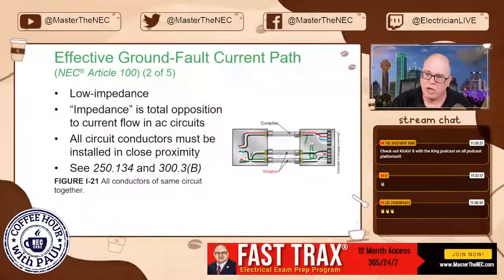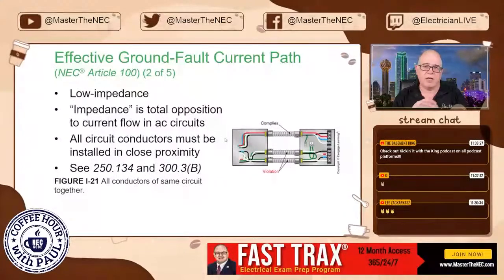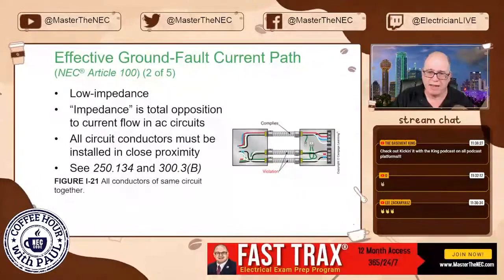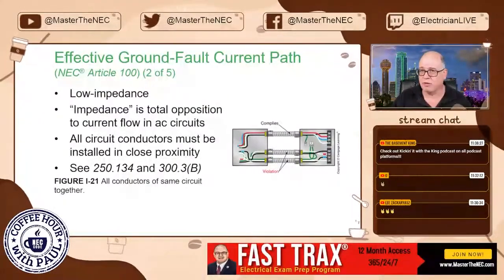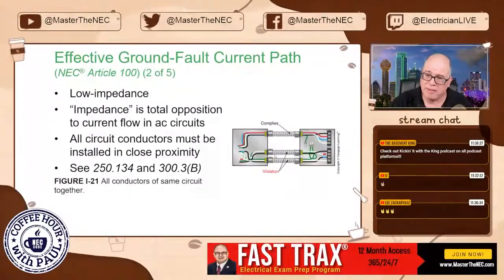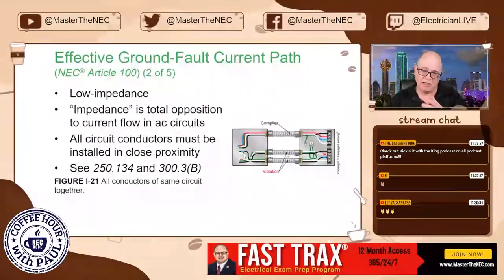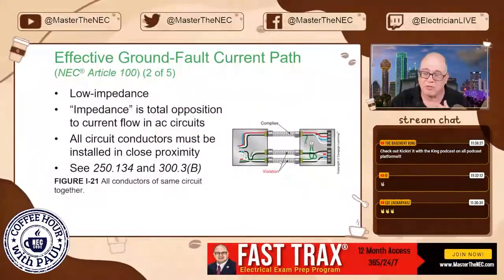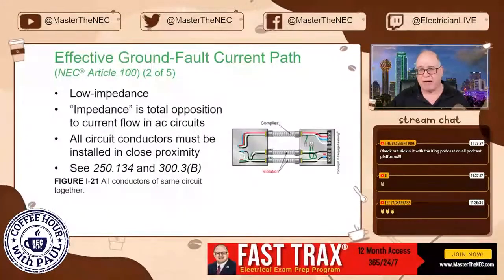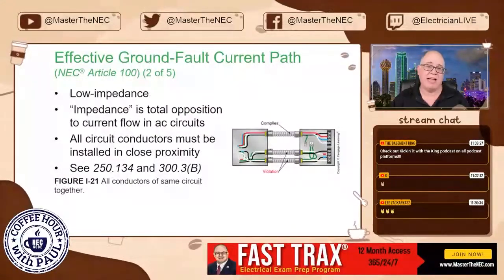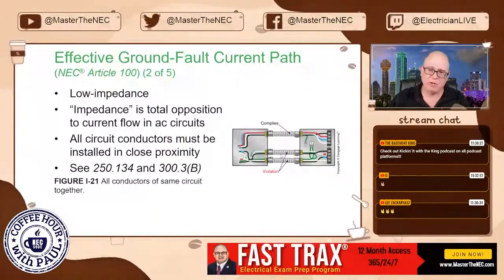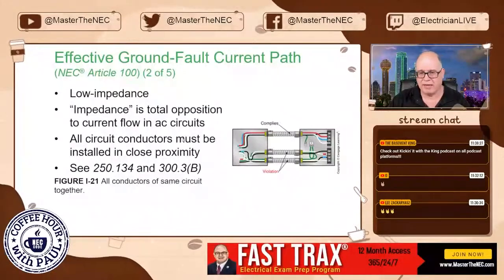But right here, you're also required in the code to run all of the circuit conductors together. Now you have some allowances when you're paralleling, 310.10. But in this case, this is a violation because now you've got some of the circuit conductors in this raceway, some of the circuit conductors in this raceway. They are not run together, and you're going to have a problem. And you're not going to have an effective ground fault current path. It could be an issue. Can't do this. You want to keep them all together, okay?